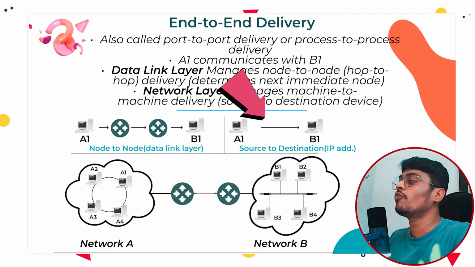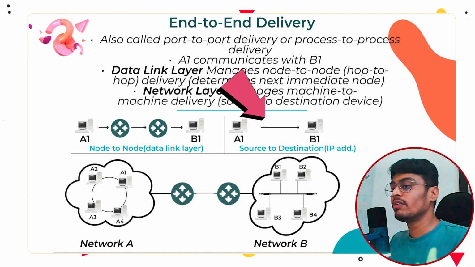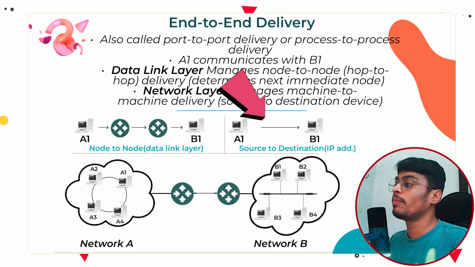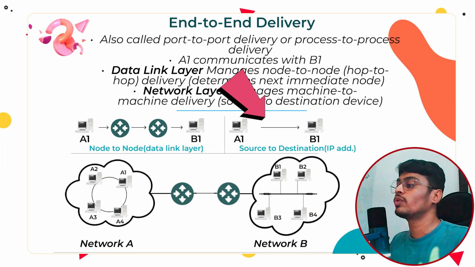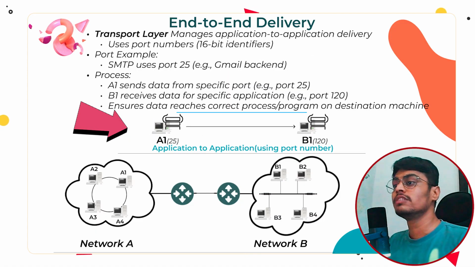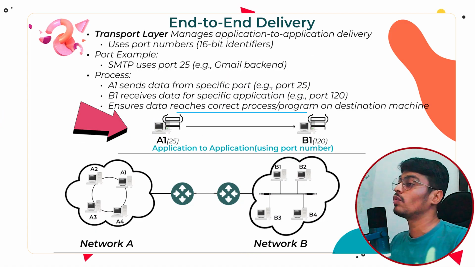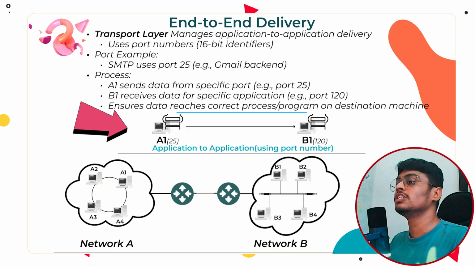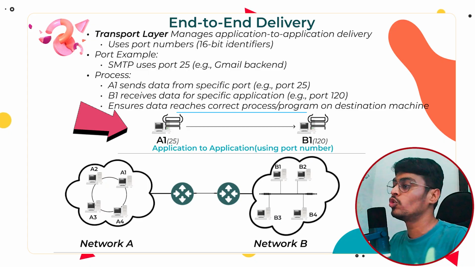The responsibility of the network layer is different. The A1 machine can be a server, a laptop, a mobile phone, or any other device, and the responsibility of the network layer is to carry the message from this machine to that machine. But the transport layer works above the network layer, and its responsibility is end to end delivery, or port to port delivery.